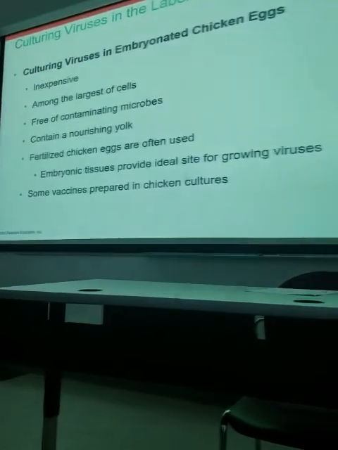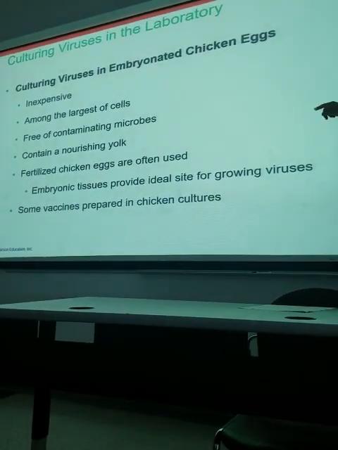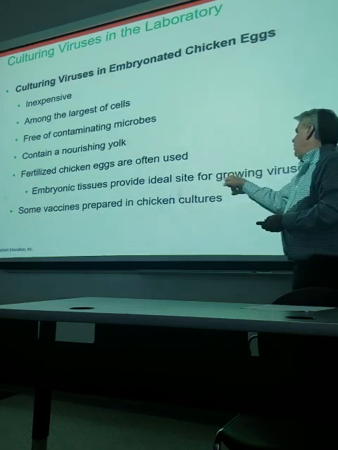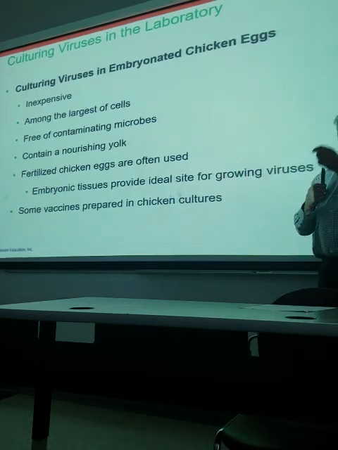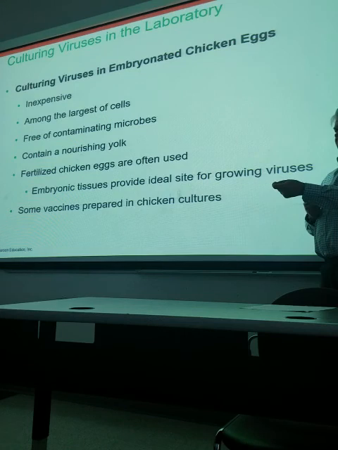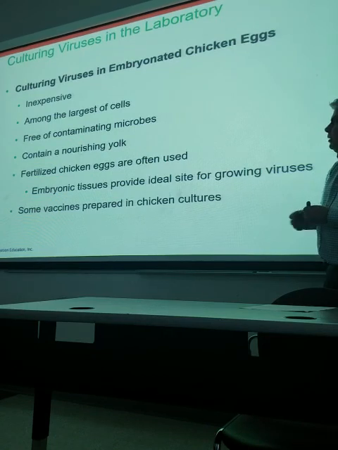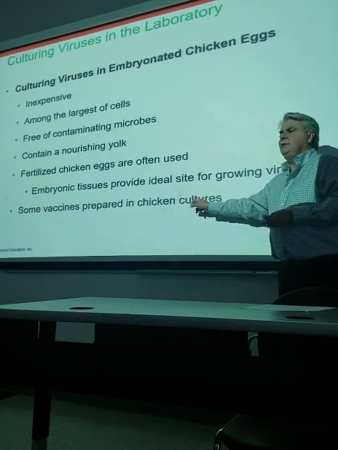Okay, cultivated viruses in chicken eggs are inexpensive. They're among the largest cells. They're free of contaminating microbes. They have nourishing yolk, which I don't understand what that has to do with the virus, but that's okay. Fertilized chicken eggs are often used. Embryonic tissues provide the ideal site for growing viruses because there's really no immune system yet, because they're embryos. And the cells have all the nutrients they need, so they grow pretty well. Some vaccines are prepared in chicken eggs. This is going to be the flu one.